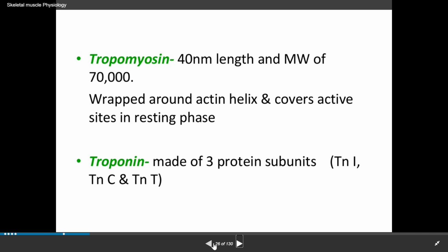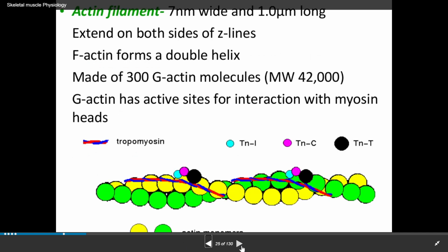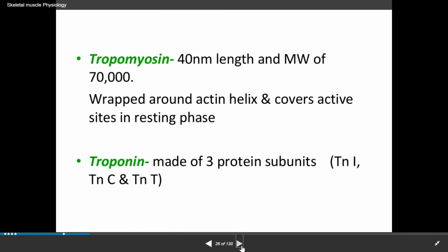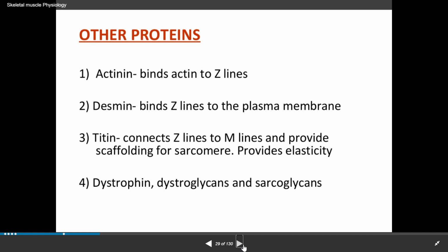So the proteins which are present, like on the actin filament, there are troponin, tropomyosin, actin. Troponin I, C and T. Troponin C only binds with calcium. Other proteins, if you can see, alpha-actinin is a protein that is binding the actin to Z lines. Desmin is binding the Z lines to the plasma membrane. Titin is very important. It connects the Z line to the M line. The M line is in the A band, and the Z line is in the center of the I band. So it connects Z lines and M lines. And there are dystrophin, dystroglycans, and sarcoglycans, other proteins.